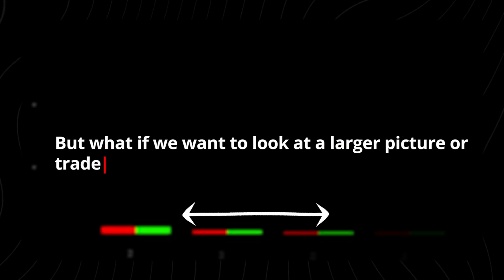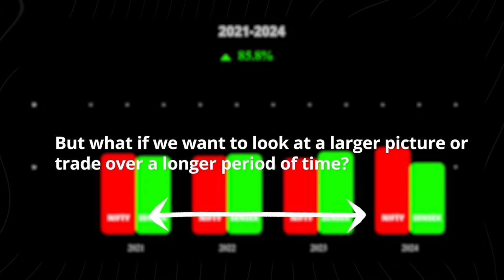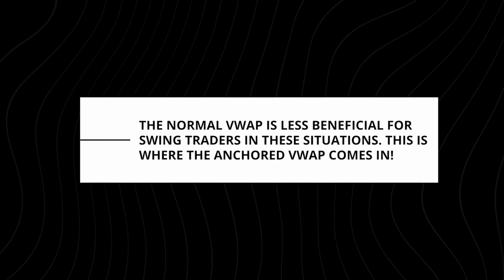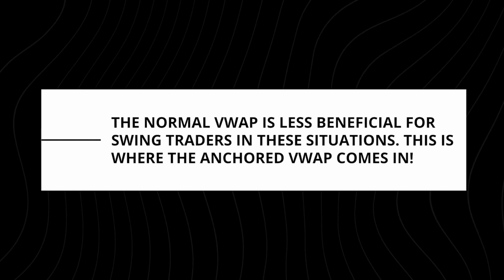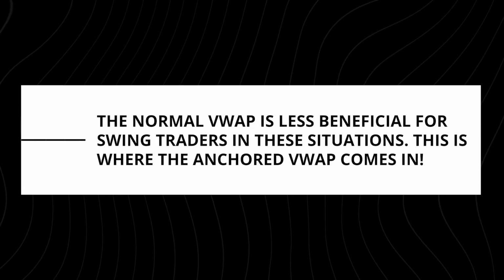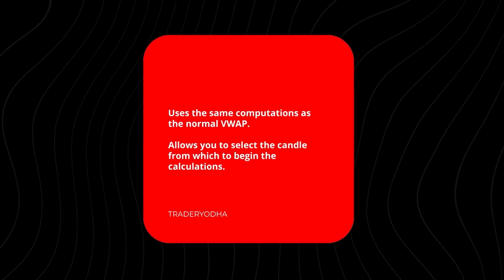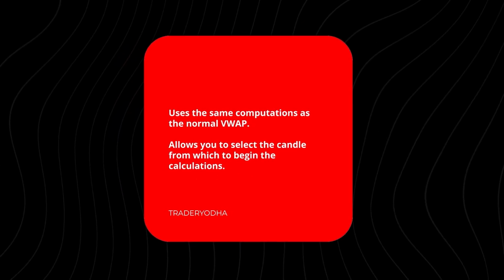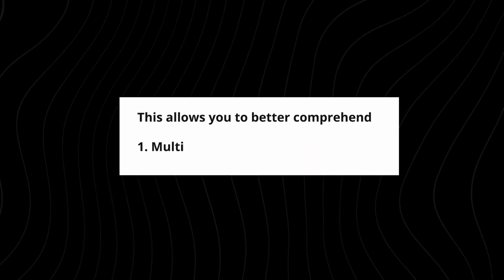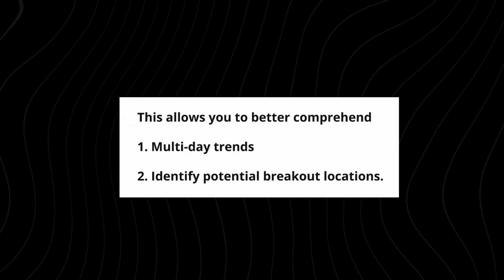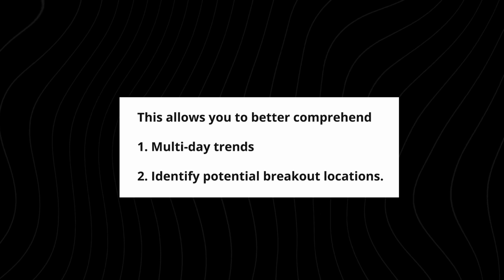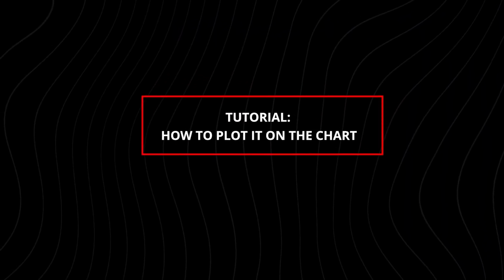But what if we want to look at a larger picture or trade over a longer period of time? The normal VWAP is less beneficial for swing traders in these situations. This is where the Anchored VWAP comes in. It uses the same computations as the normal VWAP, but allows you to select the candle from which to begin the calculations. This allows you to better comprehend multi-day trends and identify potential breakout locations. Let's look at how you may plot it on your charts.